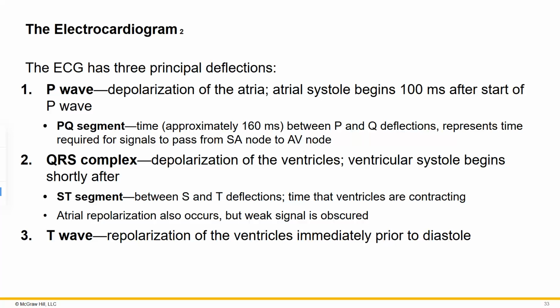QRS complex, that's depolarization of the ventricles. Ventricular systole begins shortly after. The ST segment is between the S and T deflections. That's the time the ventricles are contracting. Then atrial repolarization also occurs, but it's a weak signal and it's obscured. T wave, repolarization of the ventricles immediately prior to diastole, so right as they're starting to relax.